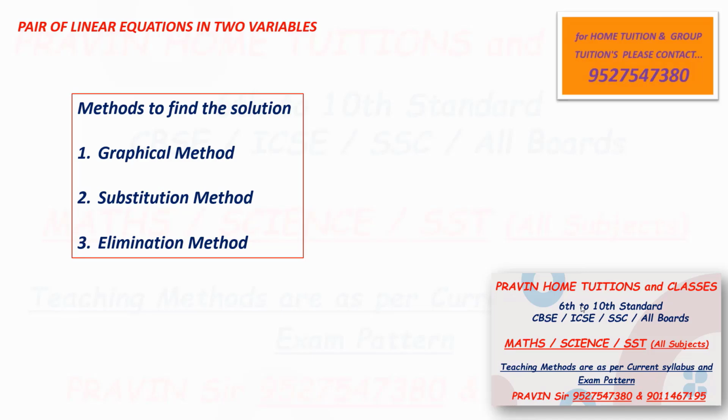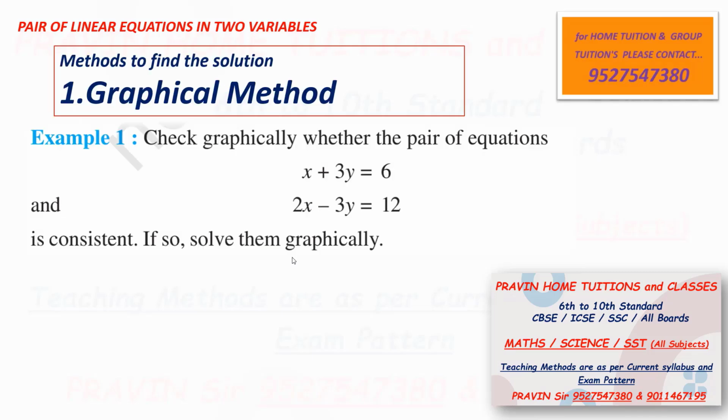Solution means finding the values of variables such that if we put those values in the equation, then it satisfies the equation. Satisfaction of the equation means LHS is equal to RHS. Now, the first method is graphical method, second is substitution method, and third is elimination method. The substitution and elimination methods are called algebraic methods. So first we'll look at the graphical method.